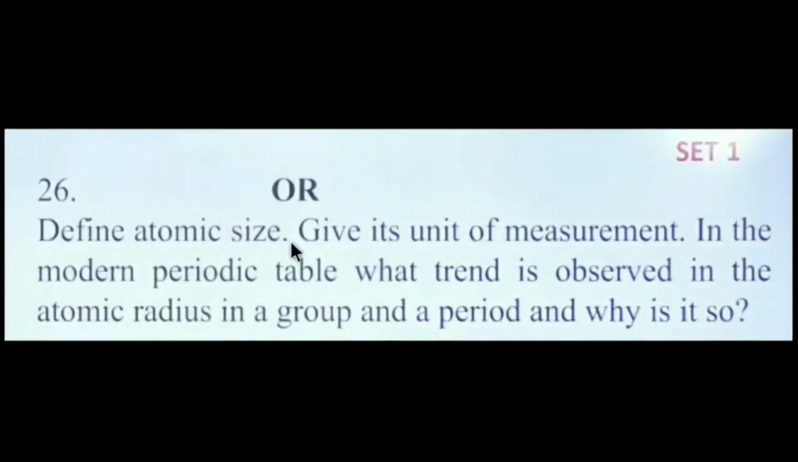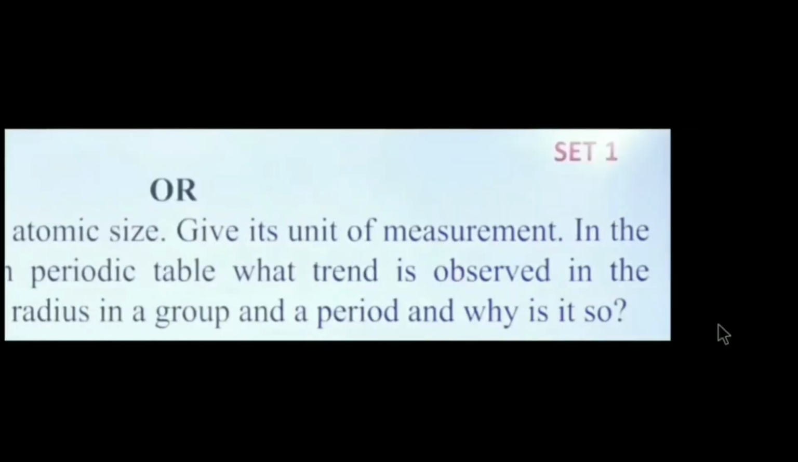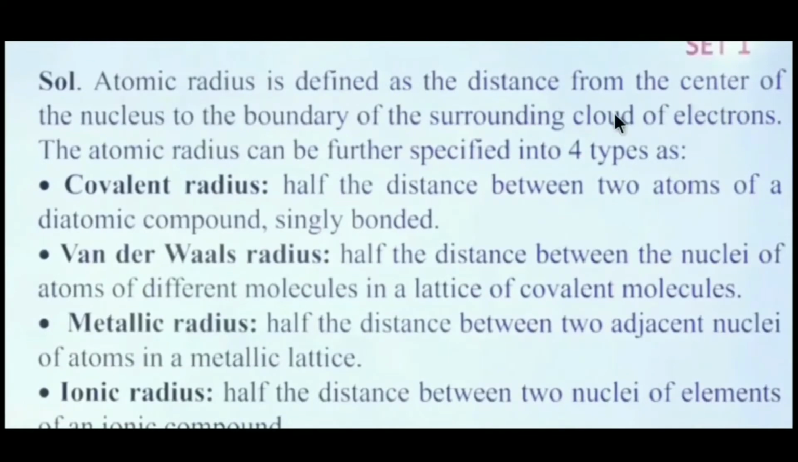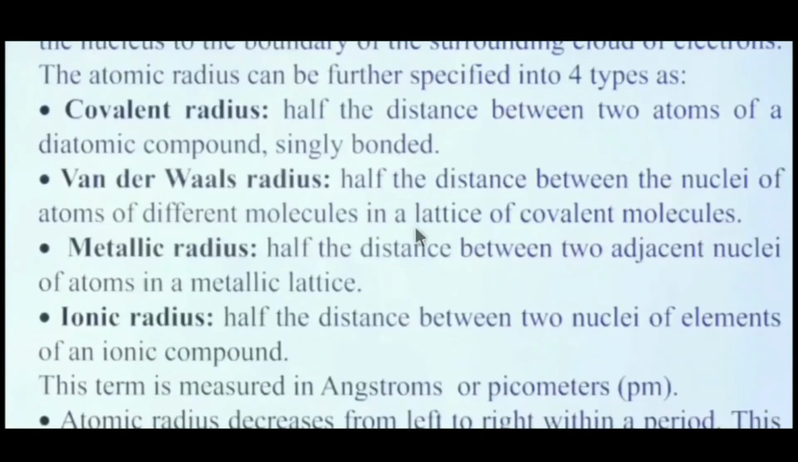ओके, बाद में ऐसा क्वेश्चन है: define atomic size, give its unit of measurement in the modern periodic table. What trend is observed in the atomic radius in a group and a period, and why is it so? Answer: atomic radius is defined as the distance from the center of the nucleus to the boundary of the surrounding cloud of electrons. The atomic radius can be further specified into 4 types: covalent radius, half the distance between two atoms of a diatomic compound singly bonded.